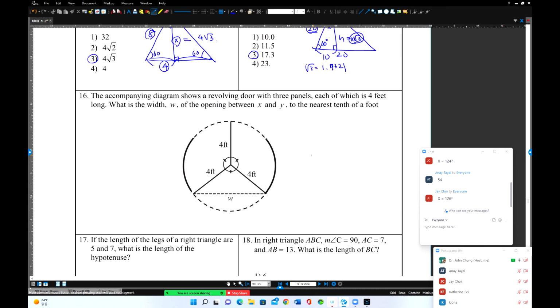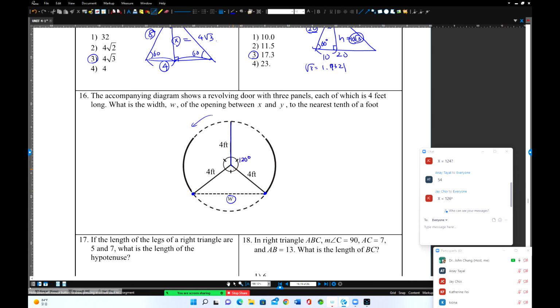Alright, number 16. The accompanying diagram shows a revolving door, okay? We have 3 panels, and each panel is 4 feet long. What is the width W between these 2 panels? How can you find that?